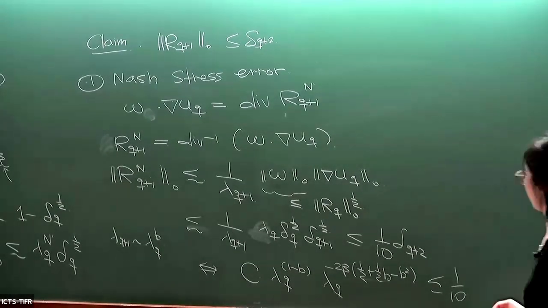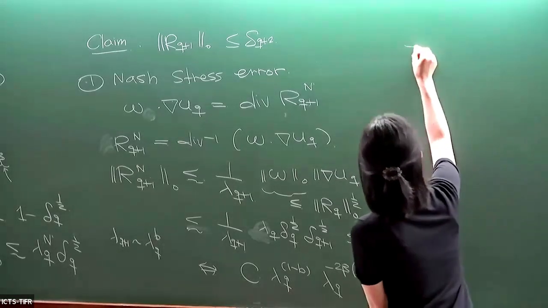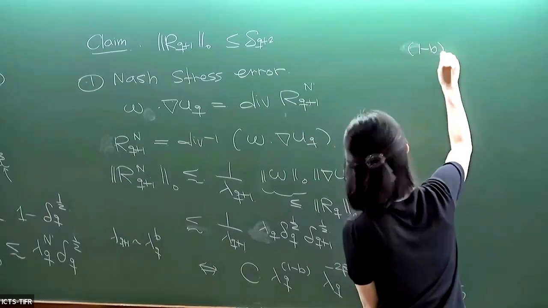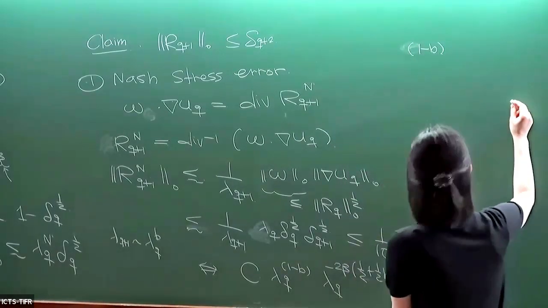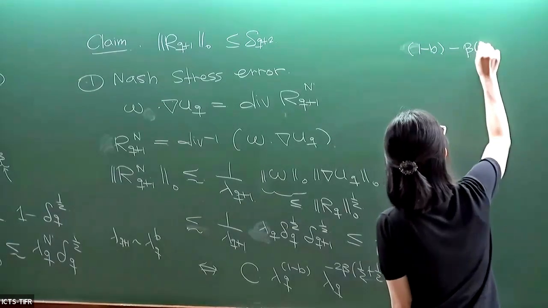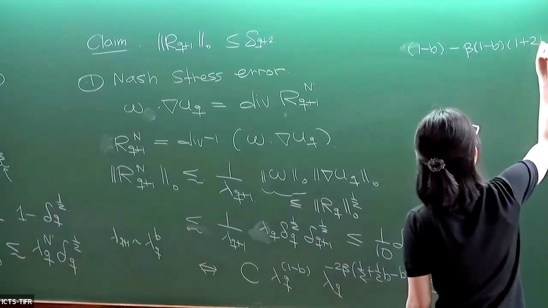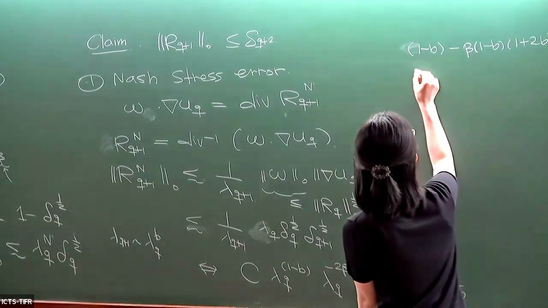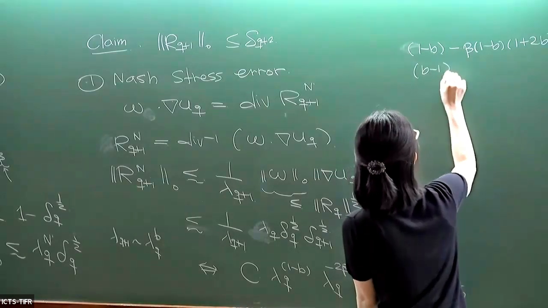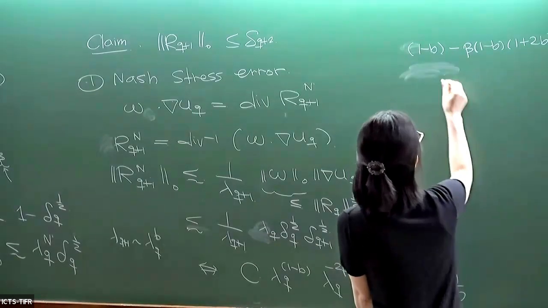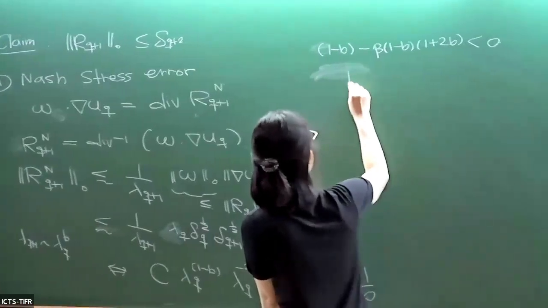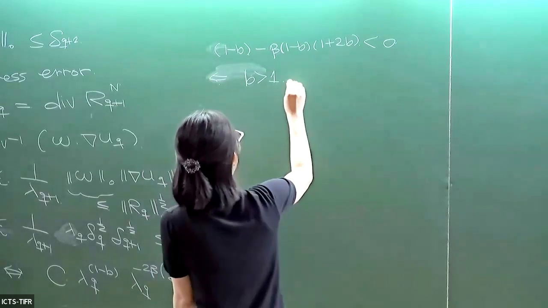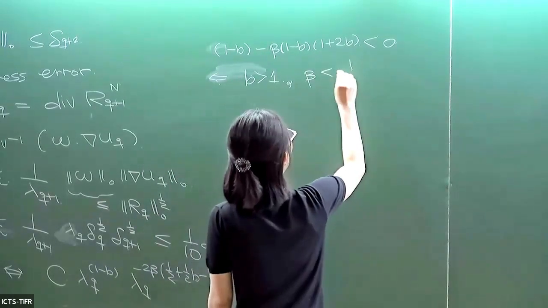So if you do a bit more computation, the exponent is 1 minus b. And here, I think you will get beta times 1 minus b and 1 plus 2b. And you want to show this is less than 0. Okay, well, I think you can just see immediately that this will be achieved if b is greater than 1 and beta is less than 1 over 2b.